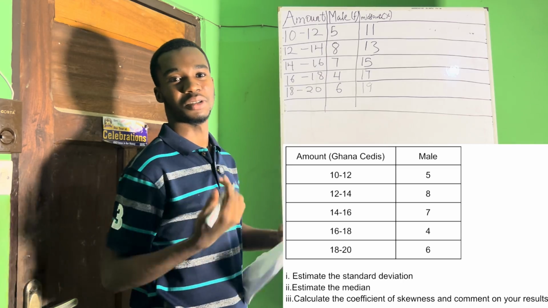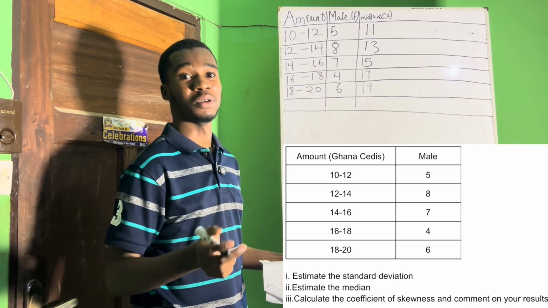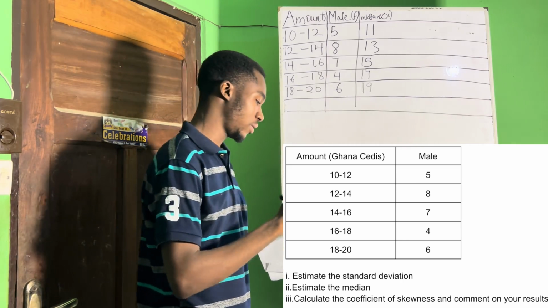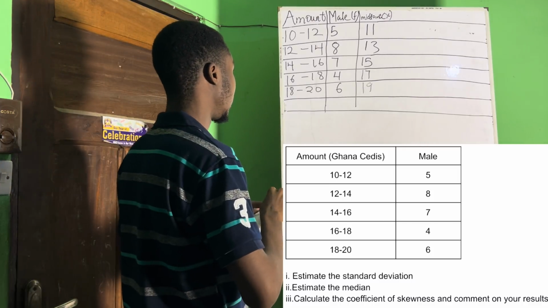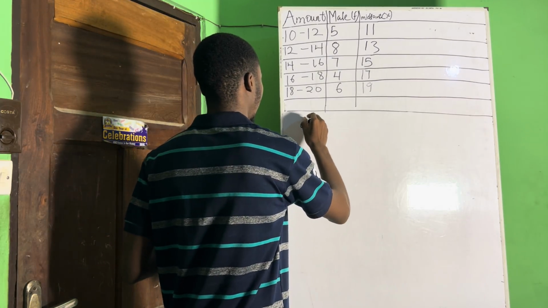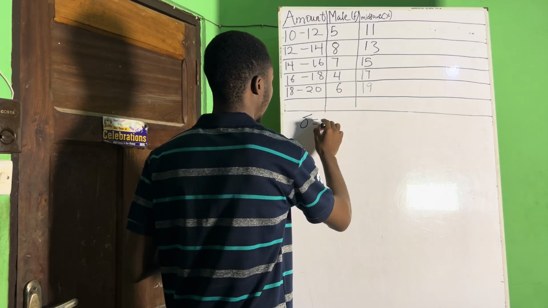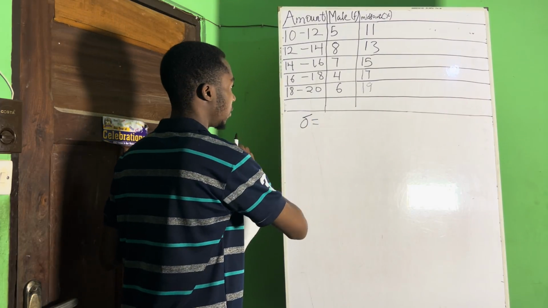So this one, you don't even need to stress yourself. Once you've solved it before, you'll be able to answer it. So they've given you the formula for the standard deviation. So this is the sign for the standard deviation. You get it? It's represented by something like this, but they've already given it to you.